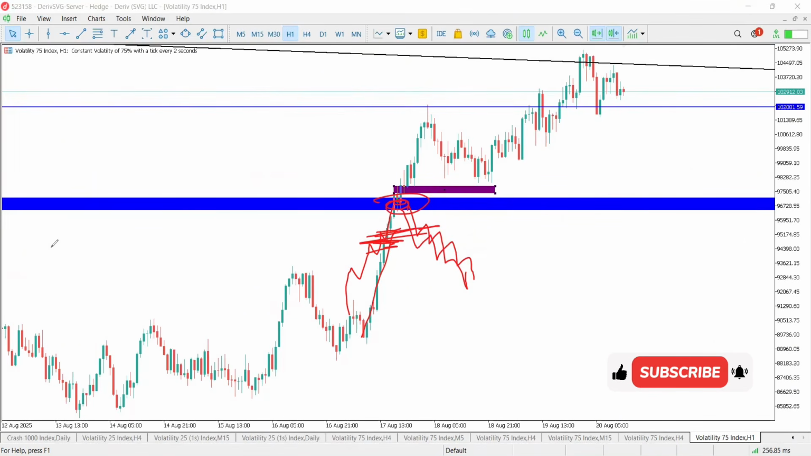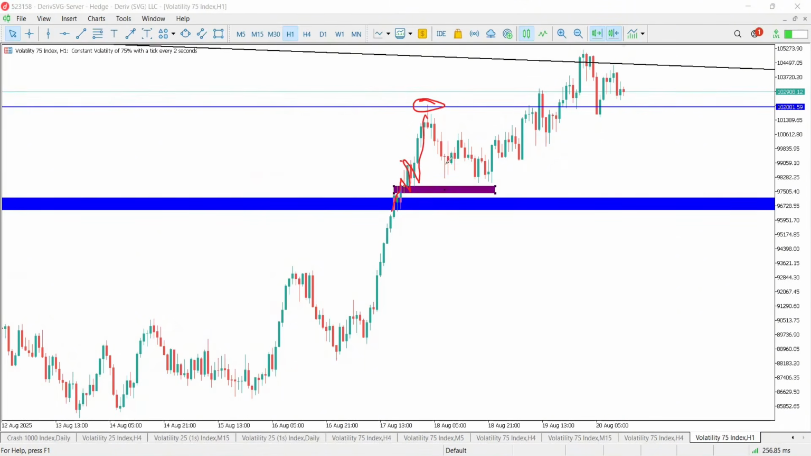Now let's look at the same scenario happening. When we touched this, did it stop making higher highs and higher lows? No. Higher high, higher low, higher high, higher low, higher high. The price came and tested this level and then proceeded. Of course, it also came and tested this support.